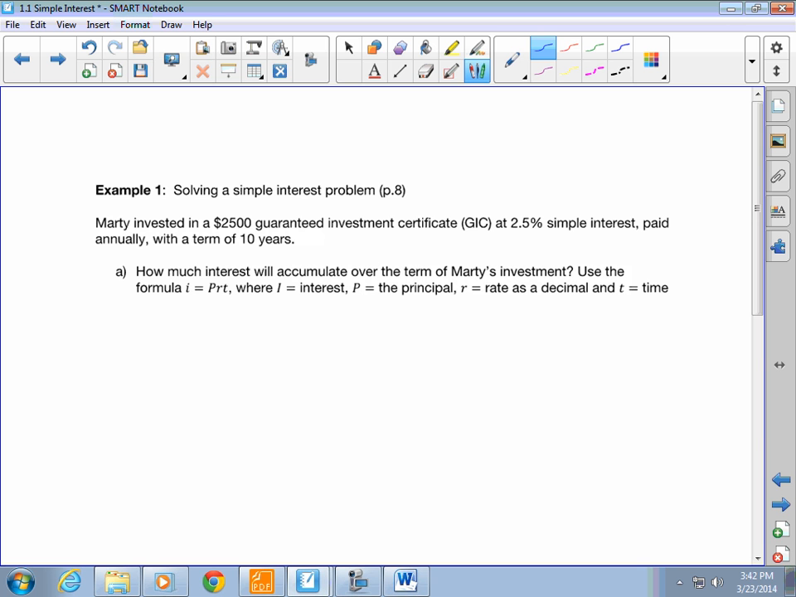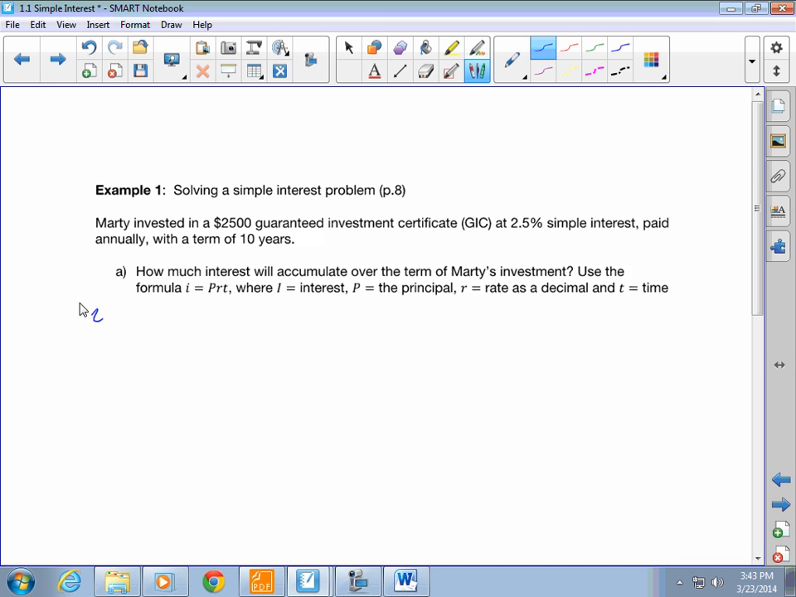Okay, solving simple interest problems. Marty invested a $2,500 guaranteed investment certificate, so GIC, at 2.5% simple interest paid annually for 10 years, with a term of 10 years. How much interest will accumulate over the term of Marty's investment? Use the formula I is equal to PRT, where I is interest, P is principal, R is rate as a decimal, and T is equal to time.